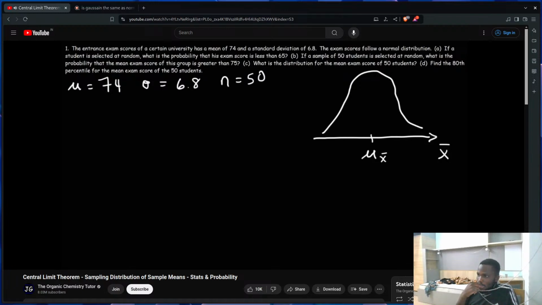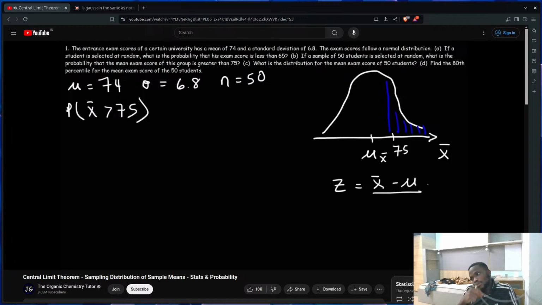So what do we need to do here? Well, first, we need to calculate the probability that the mean is greater than 75. So 75 is somewhere to the right of 74. And we're trying to calculate the area of the shaded region. So once again, we need to calculate z. When dealing with a sampling distribution, z is going to be x bar minus mu. If n is small, it's going to be mu x bar. But since n is large, mu x bar is the same as mu. So just keep that in mind. And then divided by the standard deviation over the square root of n.